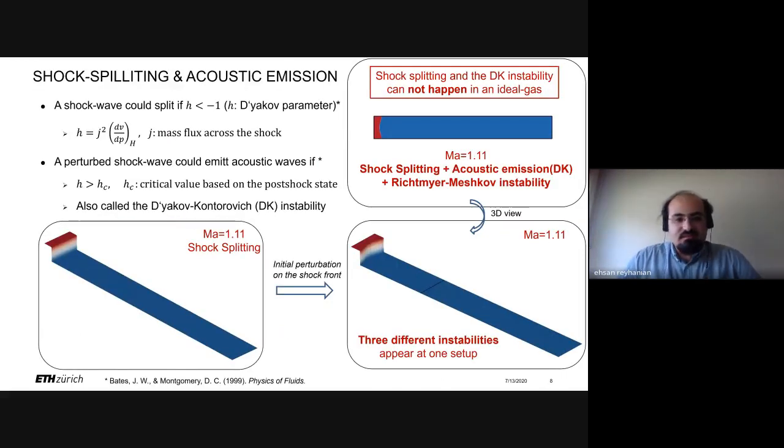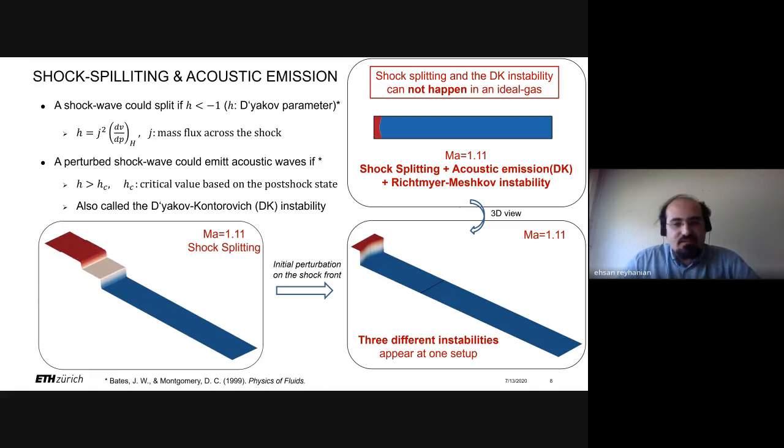Now, for the next test case, I would like to talk about shock stabilities in a non-ideal fluid. In the study of shock wave stabilities, exotic behaviors can happen. For example, if the Dyakov parameter, which is directly related to the slope of the Hugoniot curve at the post-shock state, violates the range of stability, a shock could split into two shocks traveling with different speeds.